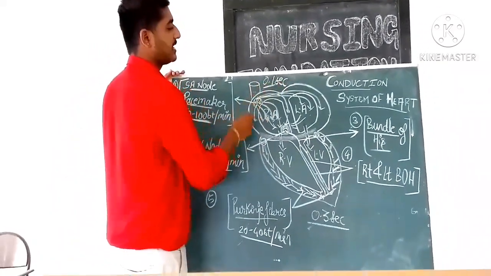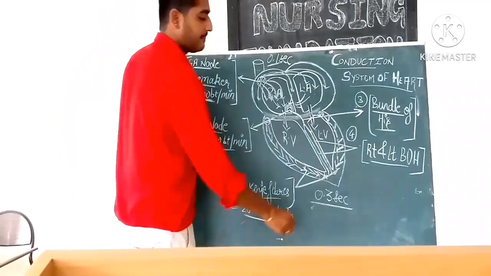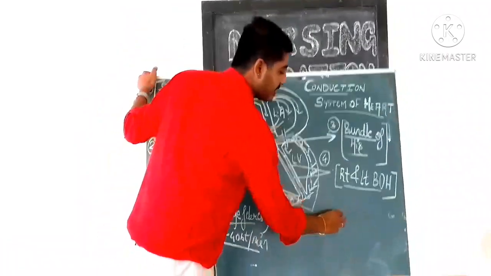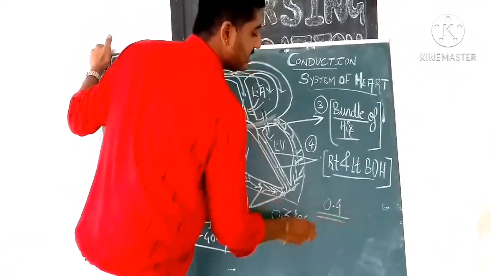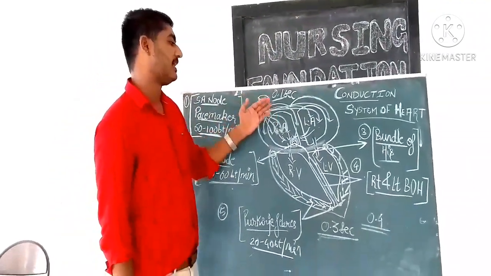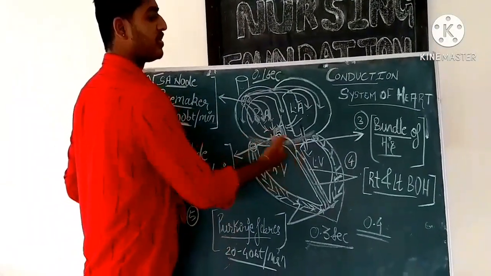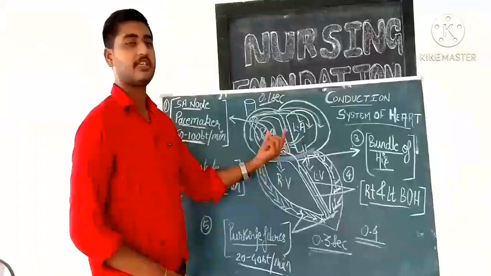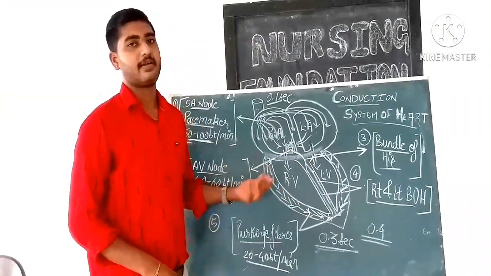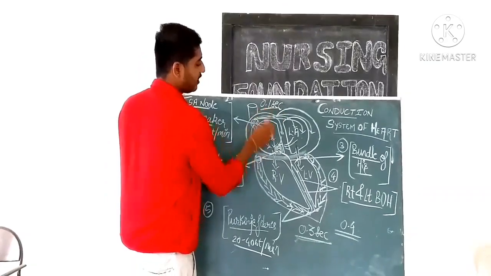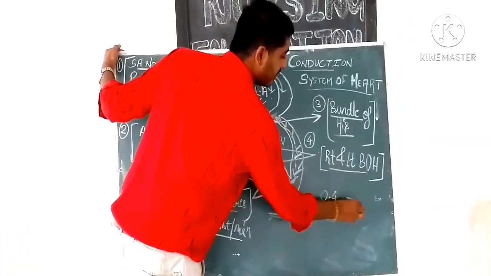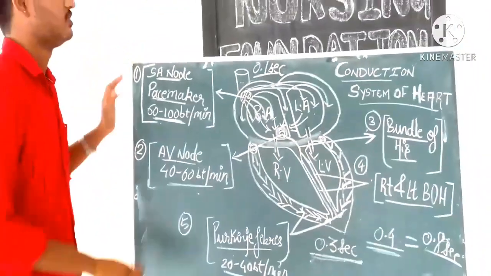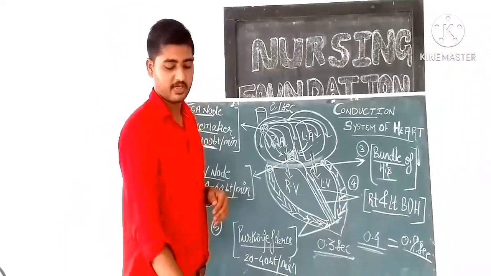Out of which 0.1 second is atrial depolarization, 0.3 seconds is ventricular depolarization, and the remaining 0.4 seconds is the repolarization of both atrium as well as ventricles. But we usually write it as ventricular repolarization only, because the atrial repolarization will be hidden behind the ventricular repolarization itself. So when we add all these three things, we get a cycle duration of 0.8 seconds. So this is all about the conduction system of the heart.